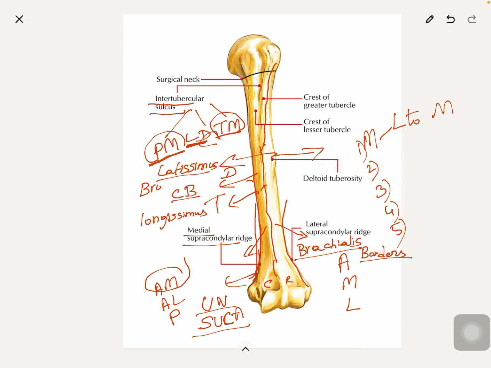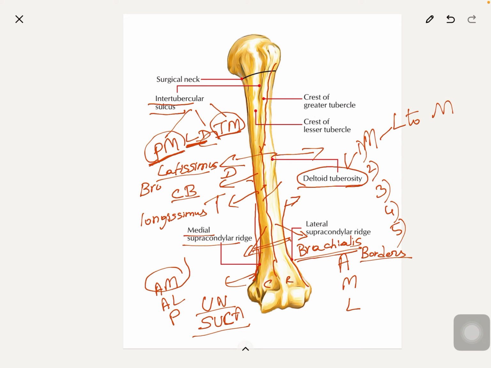Now we will see the anterolateral surface. Anterolateral surface intervenes between what borders? Anterior border and lateral border. In the middle of the anterolateral surface, we have the V-shaped deltoid tuberosity. As the name itself tells, it gives insertion to the deltoid muscle. The rest of the surface, both anteromedial and anterolateral, as we already learned, gives origin to the brachialis muscle.